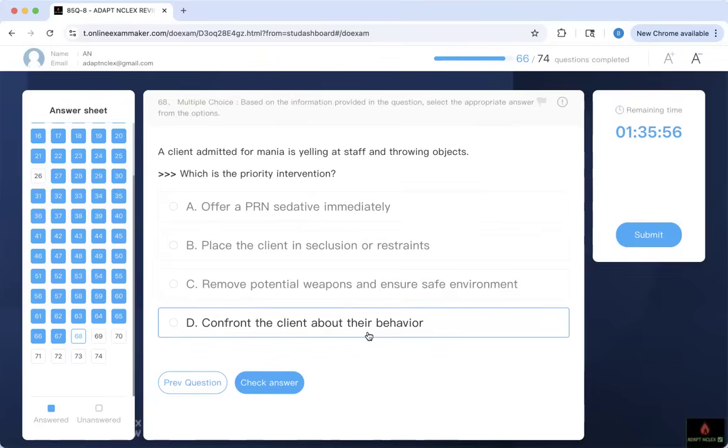The patient has mania, yelling and throwing objects. Which answer choice is safe? Which one did you pick?